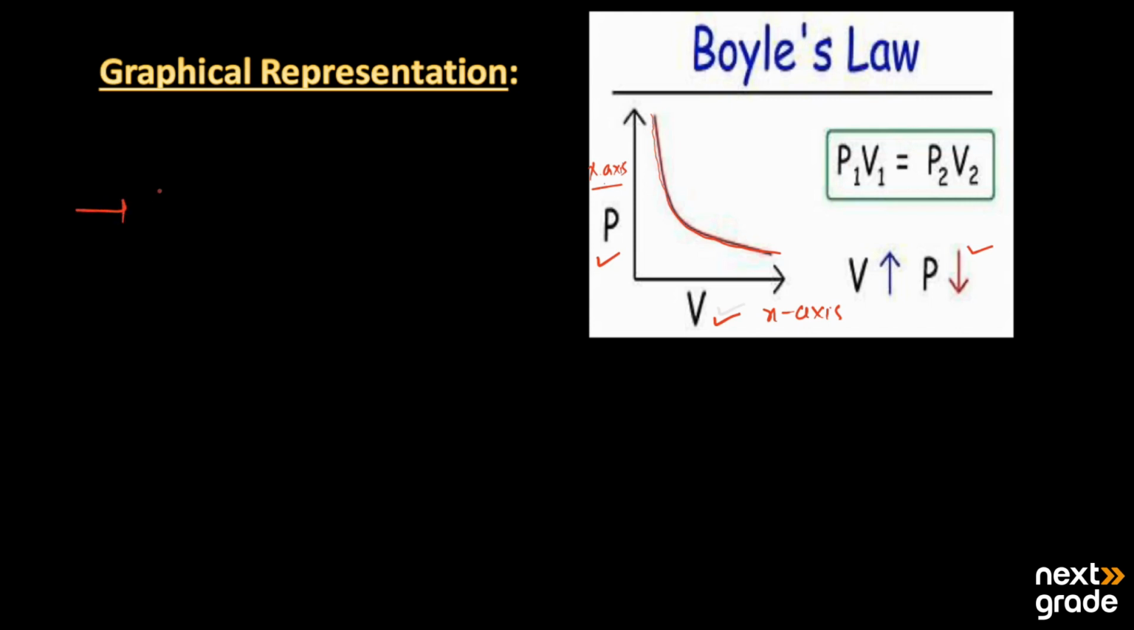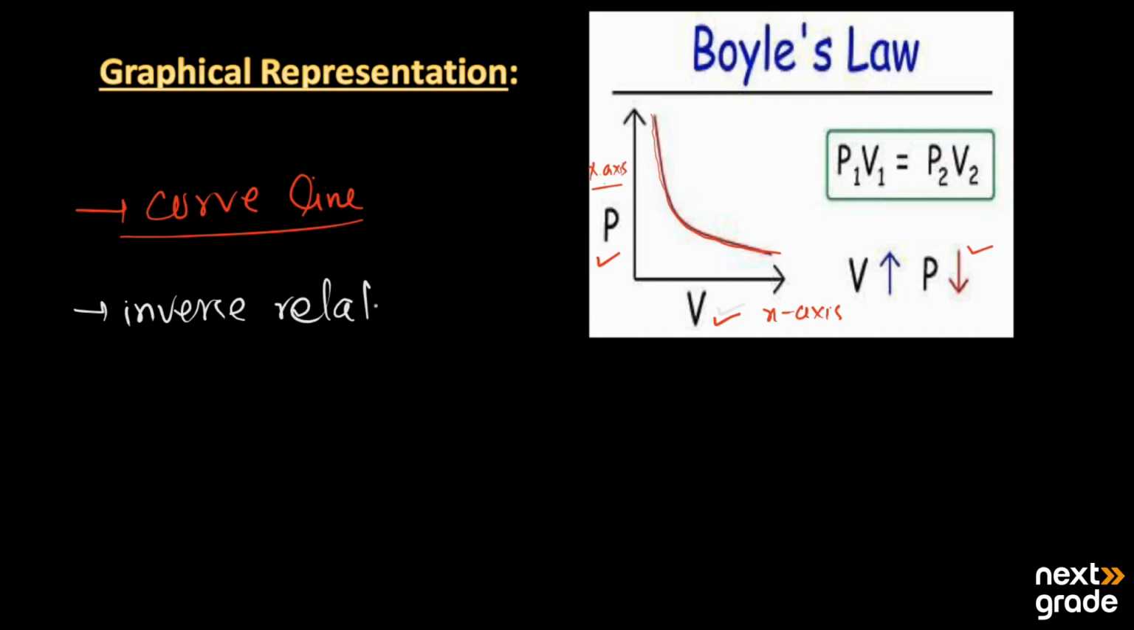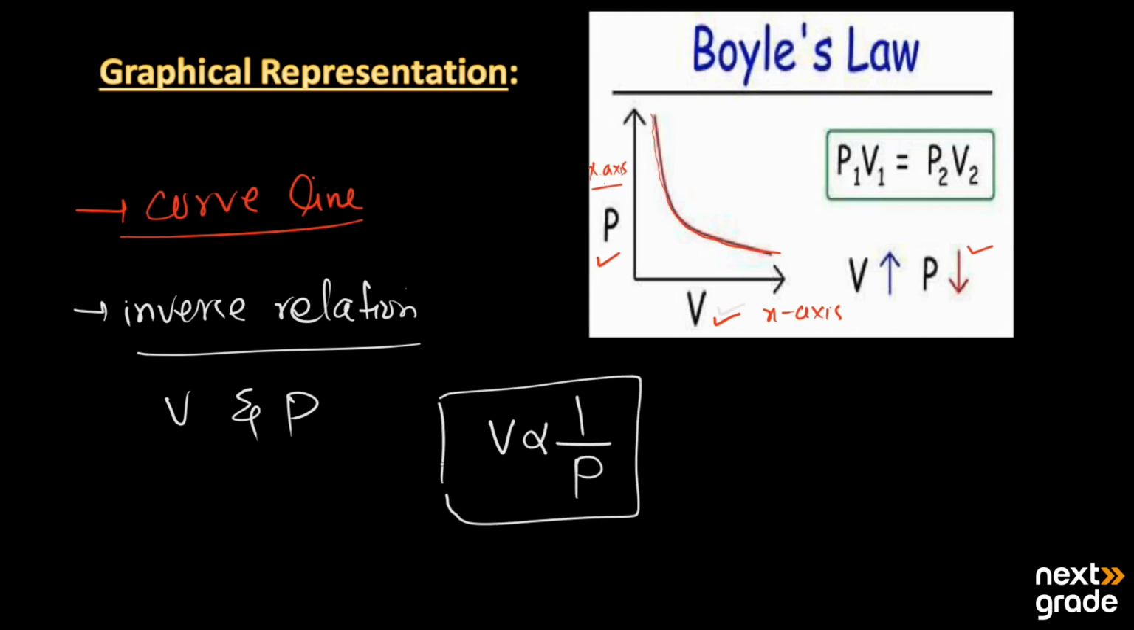In this we obtain a curved line, and that curved line shows an inverse relation between the volume and pressure. So the relationship is that volume is inversely proportional to the pressure. This is the simple relationship of volume and pressure proposed by Boyle's law.